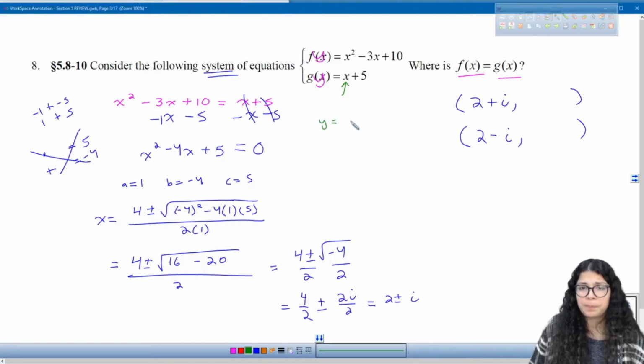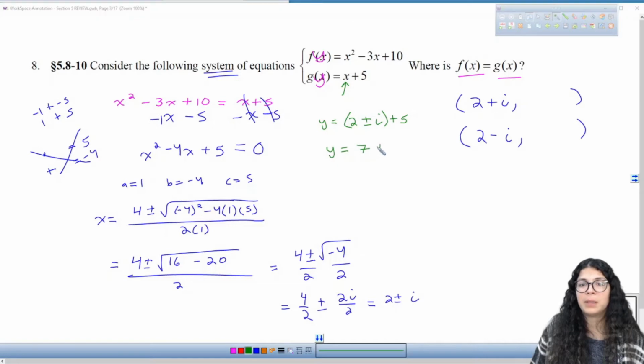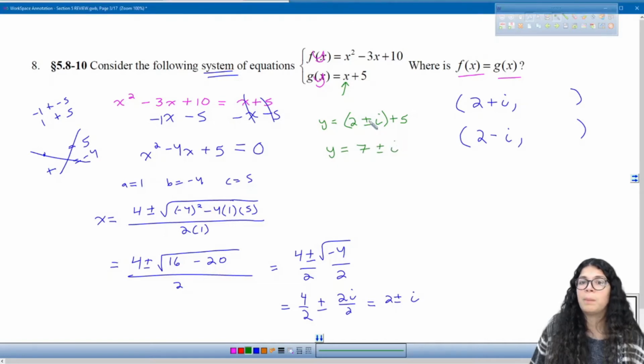So y equals 2 plus minus i plus 5, because that's your x value, right? And plus minus i can't combine with 2, but I can combine 2 and 5 together, and that'll give me 7. So I end up with a y value of 7 plus minus i. So your plus 7 plus i came from inputting 2 plus i. So the y value for 2 plus i is 7 plus i. And then the y value for 2 minus i will be 7 minus i.